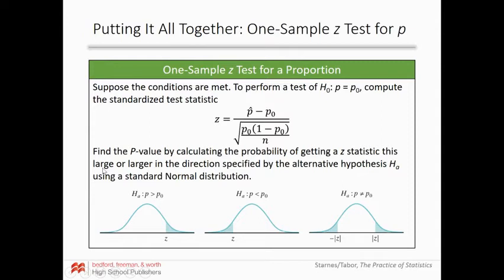So if we thought that it's actually larger than p naught, then we'll do a one-sided test for greater than. If we think that person was exaggerating their basketball score, we think it's less than 0.08, then we would do a one-sided less than test. And if we don't really care if it's less than or greater than, we just think that it's different, if we think there's a difference in what that p naught is, then we would do a two-sided test.